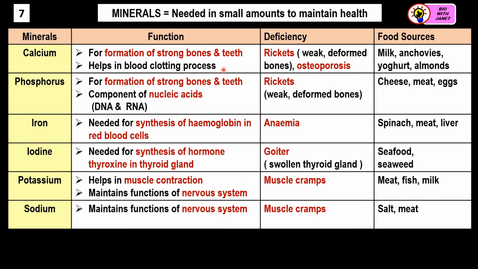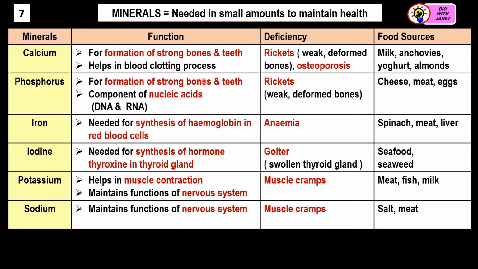So let's continue with the minerals. Calcium is important for the formation of strong bones and teeth and helps in the blood clotting process. So deficiency in calcium will cause rickets in children, characterized by weak, deformed bones, and osteoporosis in adults. That is a loss of bone mass, and this will cause adults to have bones that are brittle and break easily. Food sources of calcium are milk, anchovies or ikan bilis, yogurt, and almonds.